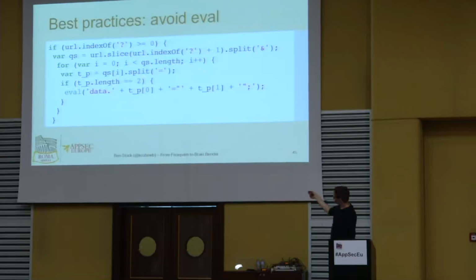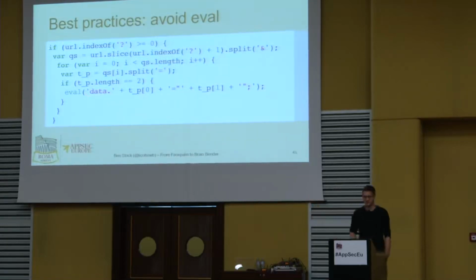Then, while parsing or going over this query string, they split again on the equal sign. They check whether the length is now 2. That means there was a key and a value. And now comes the fun part. We want to set data.something. And basically, we're using eval. That's always an awesome idea. And if you heard the CSP talk, you probably know that there's a good reason why eval is forbidden by default by CSP.